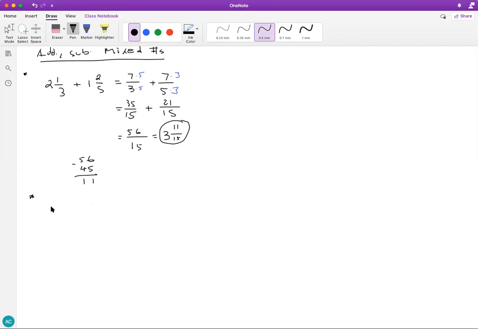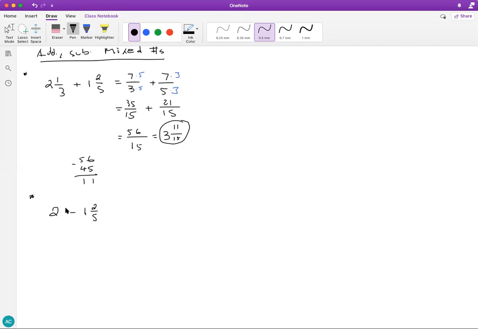So let's say you have 2 minus 1 and 2 fifths. So we're subtracting 2 different numbers. One of them is, what kind of number is 2? Prime number. That's a whole number or an integer minus a mixed number.